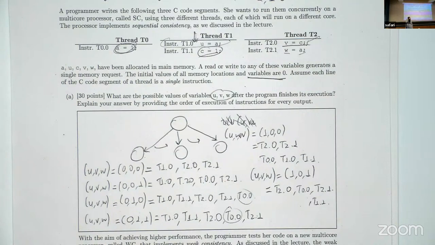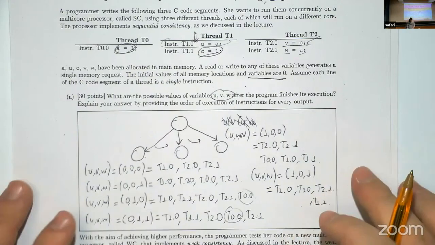Because to have V equals 1, we must execute T1,1, but before executing T1,1, we must set U to 1. So by setting U to 1, we must set W to 1. Which breaks the order, basically, right? Correct. So this is not possible. This is an impossible scenario.